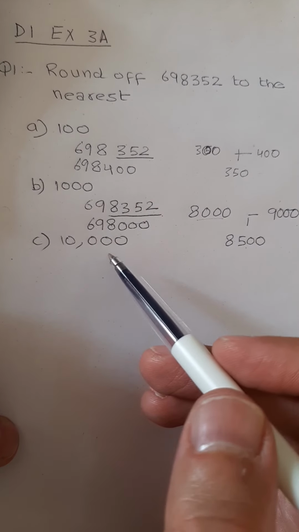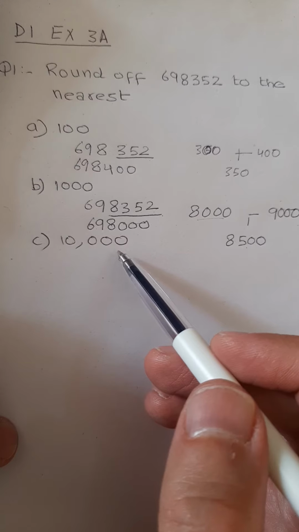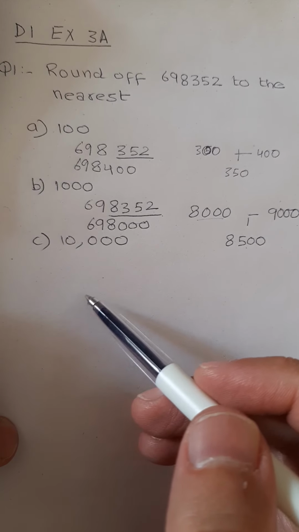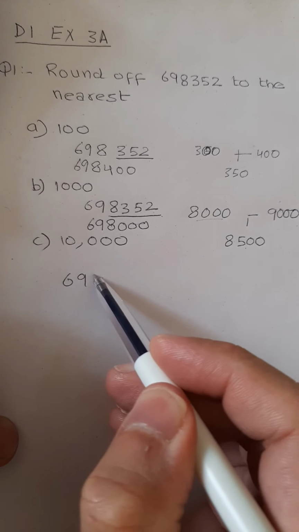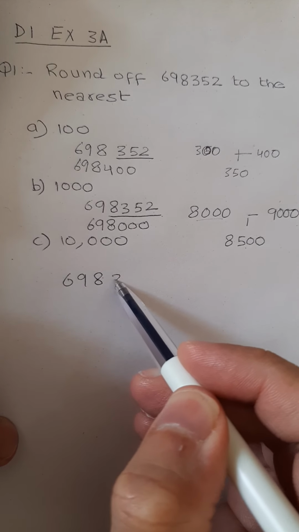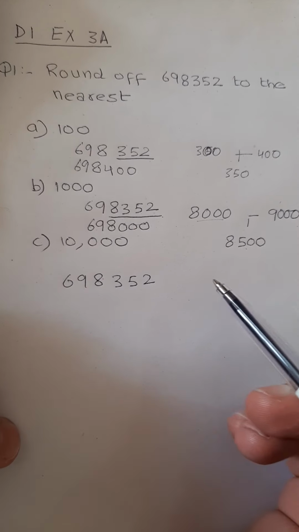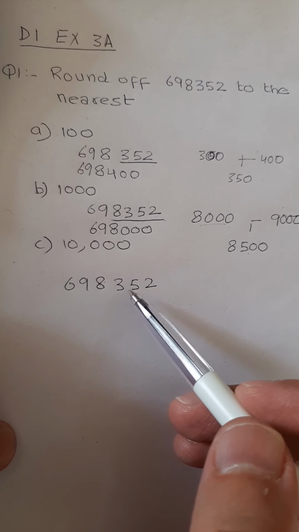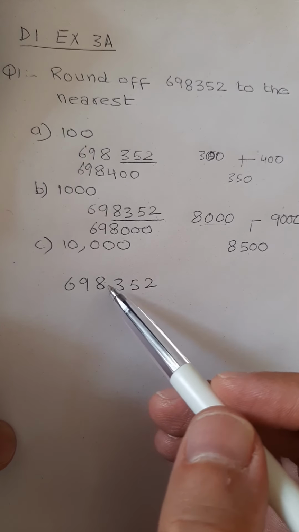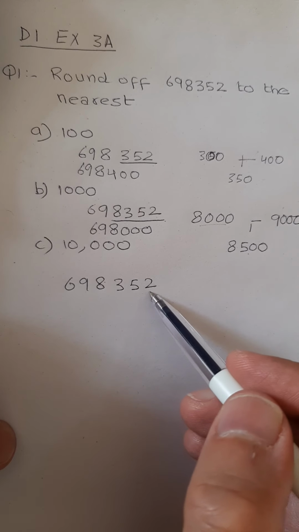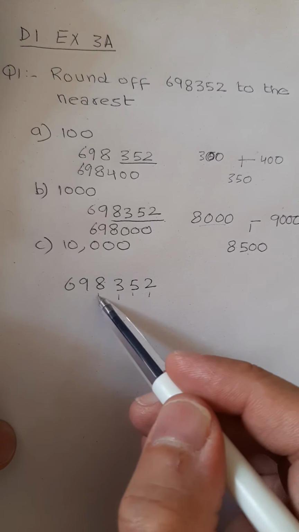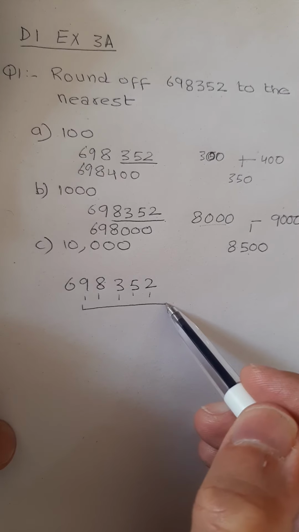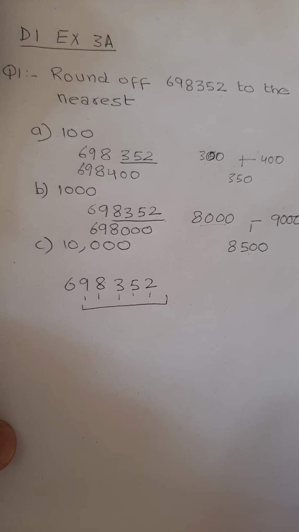The last one is round off to the nearest 10,000. In order to round off 698,352 to the nearest 10,000, you need to identify the number that is at the 10,000 place. This is unit place, 10 place, 100 place, 1000 place, 10,000 place. Okay, we need to work on these digits, this figure.